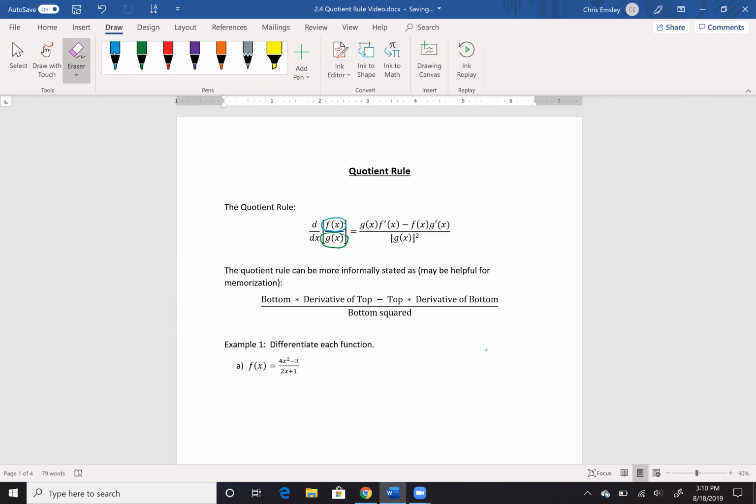And I kind of wrote out what's going on in my head when I'm thinking of this formula. This is kind of how I have it memorized. Kind of a quick shortcut: bottom, derivative of the top, minus. Don't forget that's different. When we had the product rule, it was plus there. For the quotient rule, it's a minus. Minus the top times the derivative of the bottom, all over the bottom squared.